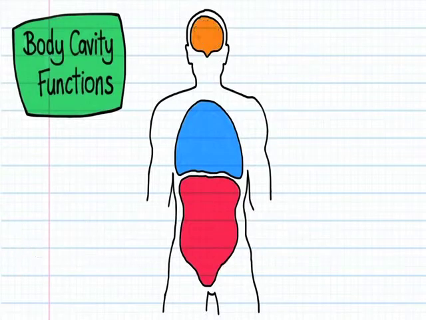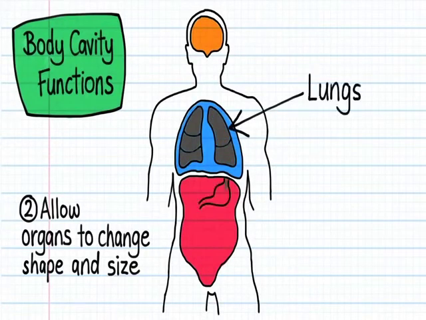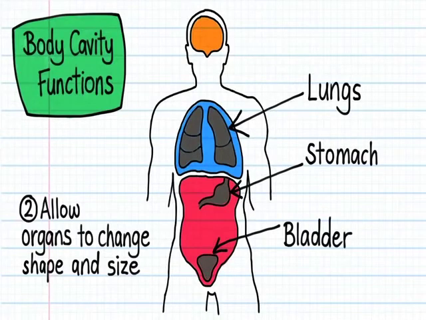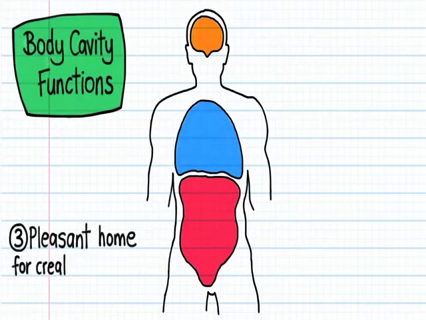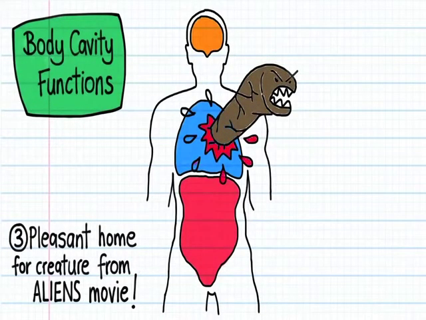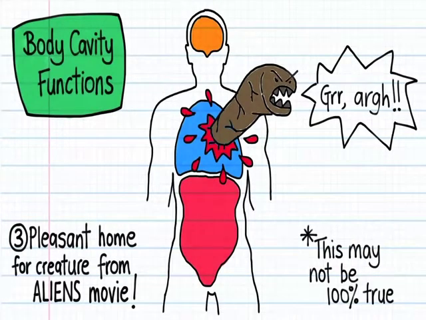Secondly, cavities allow internal organs to change shape and size. For example, our lungs, stomach and bladder can all expand and contract because they sit inside cavities. And lastly, body cavities provide a warm, nurturing space for foreign creatures to implant into, grow and burst from in the Alien movies. That's it, man. Game over, man. It's game over.